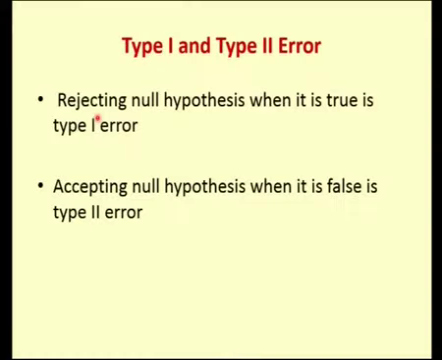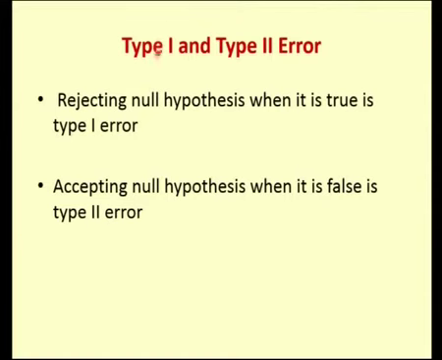So, as I told you, before going into the level of significance, we will discuss type 1 and type 2 error. Why does this error occur? First of all, I will define what type 1 and type 2 error are, then I will give you an example of exactly what type 1 and type 2 error are.